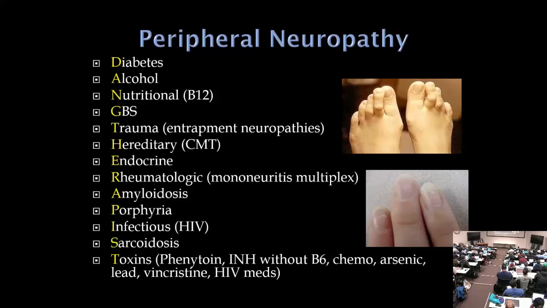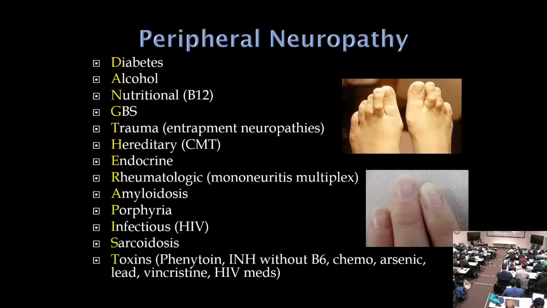We talked about HIV, probably the most common infectious condition that would cause a peripheral neuropathy. Okay, we didn't talk about sarcoid, but some toxins here that I think you should know about, especially phenytoin. Remember, a commonly prescribed anticonvulsant that causes peripheral neuropathy.